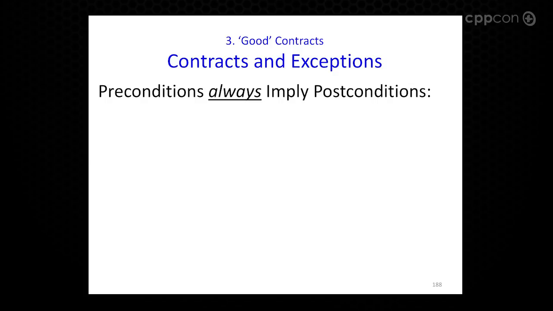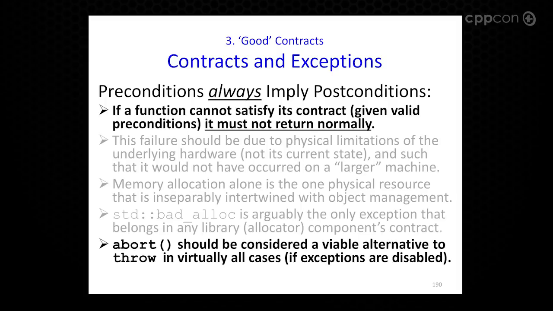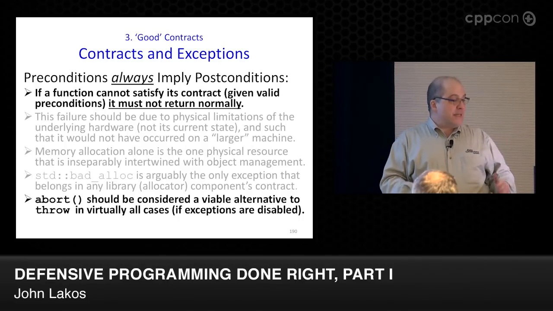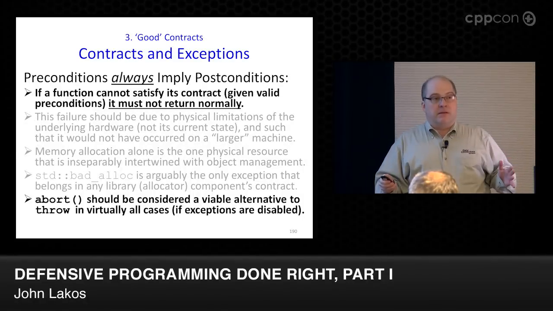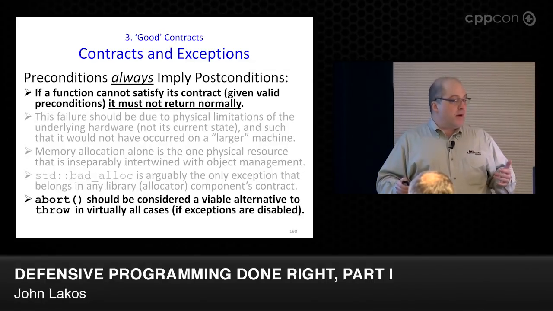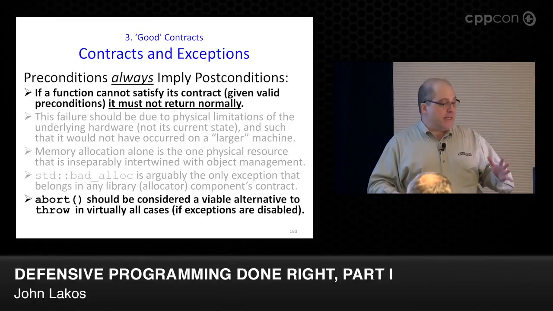Preconditions always imply postcondition. That's absolutely true. If a function cannot do what it purports to do, then it has to not return normally. Now, I put this in here just so people could read stuff that I'm not going to talk about. The last thing I want to say, abort should be considered as a possible substitute for anything if you can't, let's say you're built in an exception-disabled mode. Now, it's not C++. There are embedded systems. People do this. And once you get to the point where a function can't do what it's supposed to do, the last thing you can do is return normally. I'm just saying that. That cannot happen.